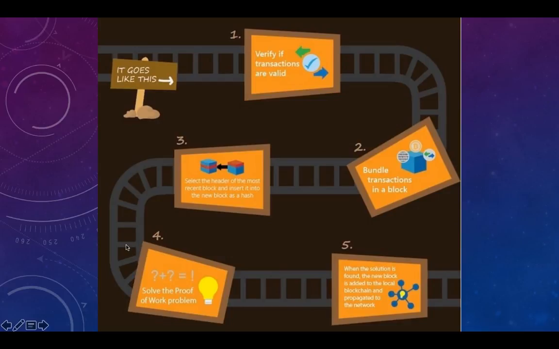Then you see down here it says solve the proof of work problem. That's step 4. And then step 5, when the solution is found, the new block is added to the local blockchain and propagated to the network. So it's a way to cement what's being done. It's a verification process that streamlines the process and cuts down on extra fees and extra work.